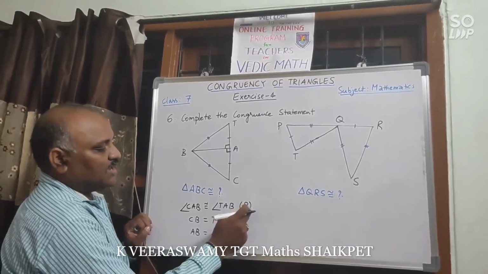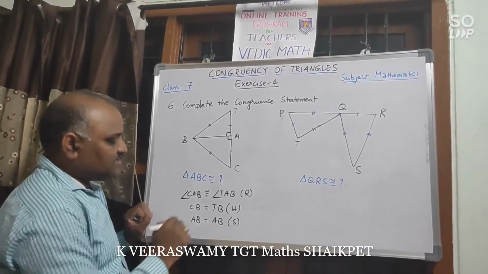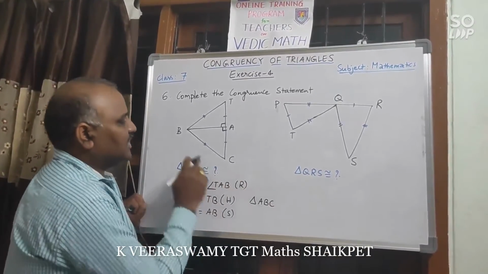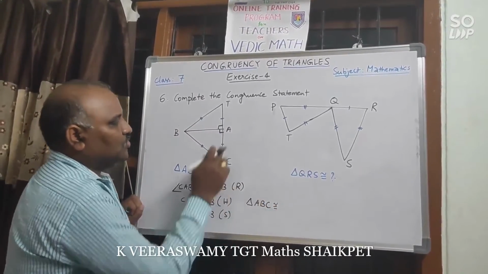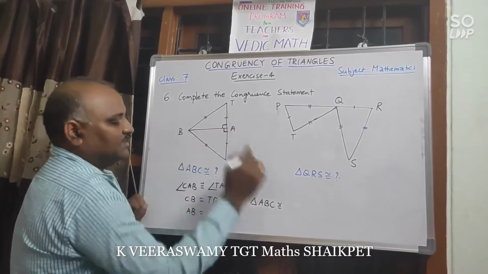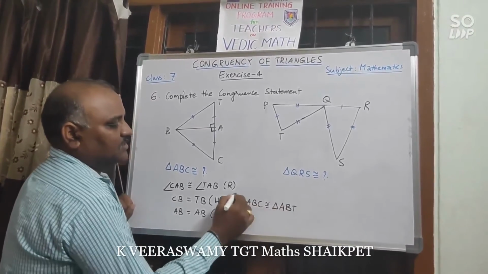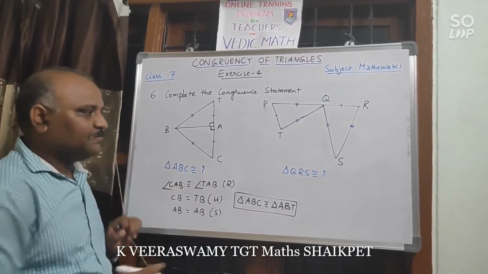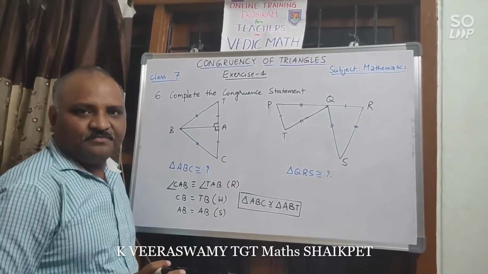Okay, so by RHS criterion, we can say that triangle ABC is congruent to triangle ABT. Identifying the corresponding parts is very important. So this second one you do as homework.